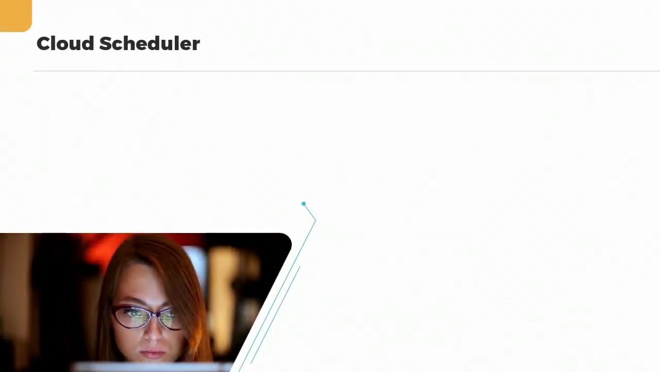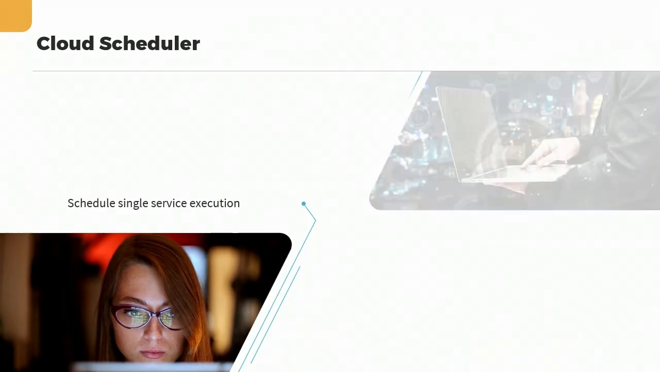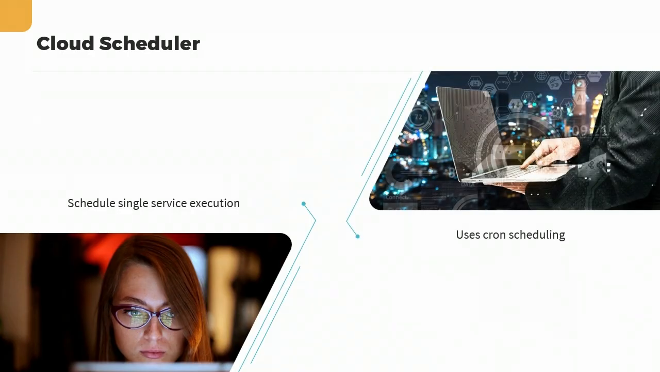Let's start with Cloud Scheduler. Cloud Scheduler is just a service for scheduling the execution of a single service on a recurring schedule. And it's great for us to use a cron job or cron scheduling for this. It's great if I have a single piece of code that needs to run at regular intervals, say the first of every month or the last day of every month to do some type of analytics. I can use a cron job or cron scheduling to take this code and run it once per month.